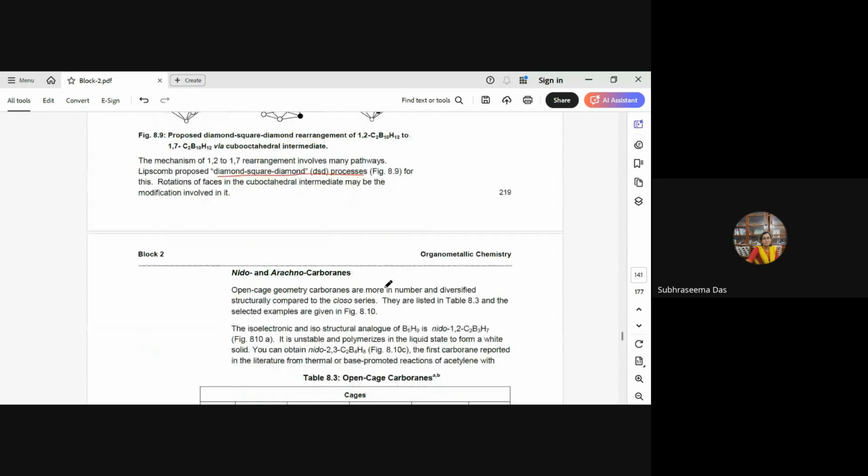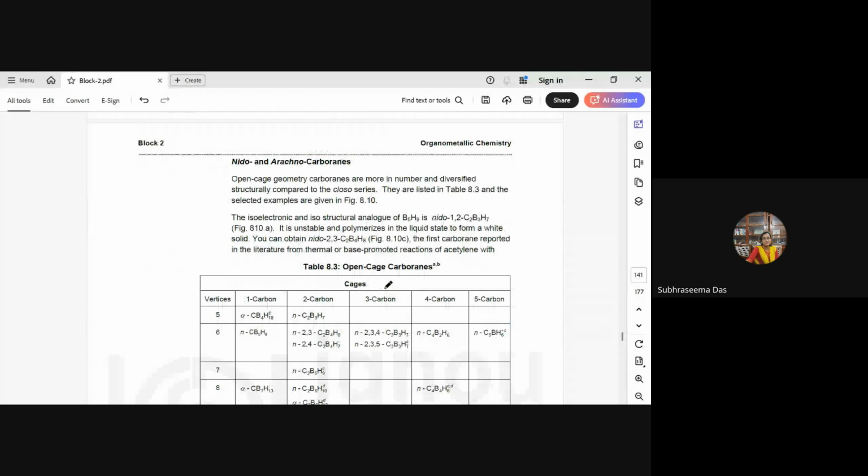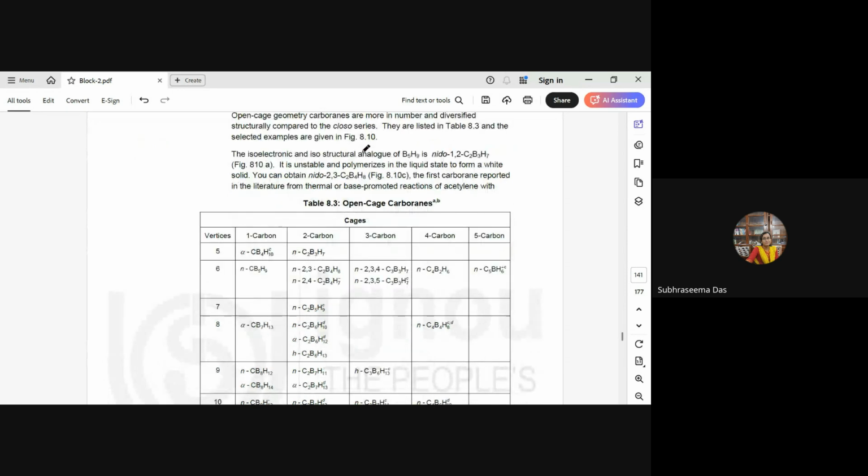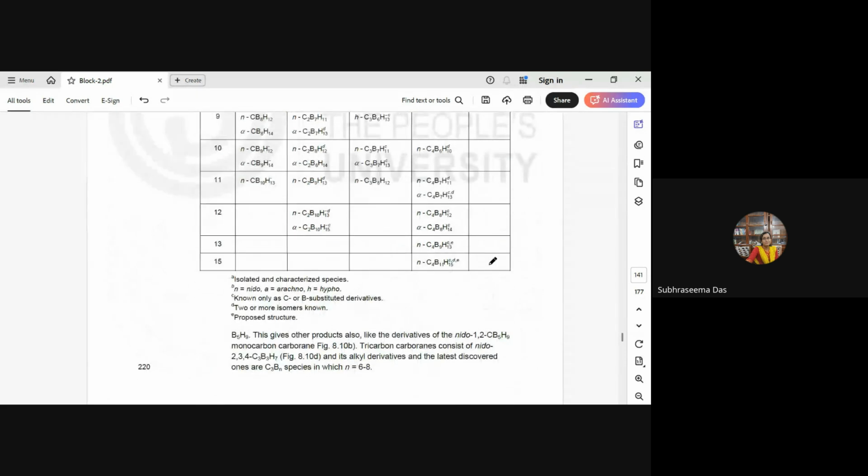Then coming to nido and arachno carboranes. Open cage geometry carboranes are more numerous and diversified compared to the closo series. They are listed in table 8.3 and selected examples are shown in figure 8.10. The isoelectronic and isostructural analog of B5H9 is the nido C2B3H7. It is unstable and polymerizes in the liquid state to form a white solid. Here open cage carboranes have been shown and the table shows all the values.